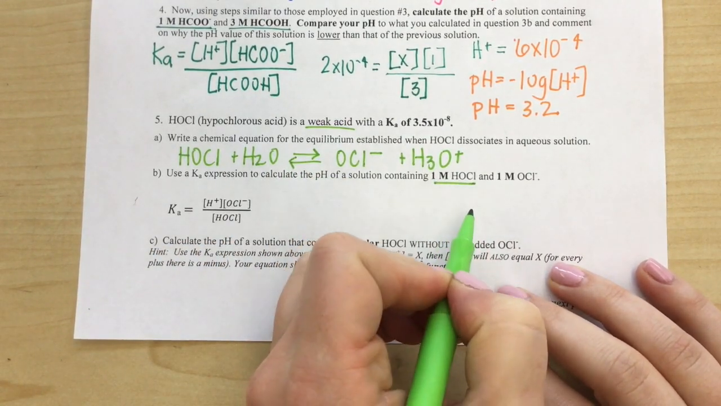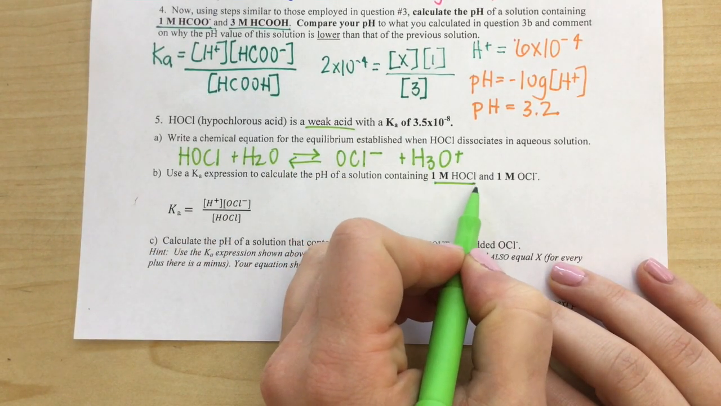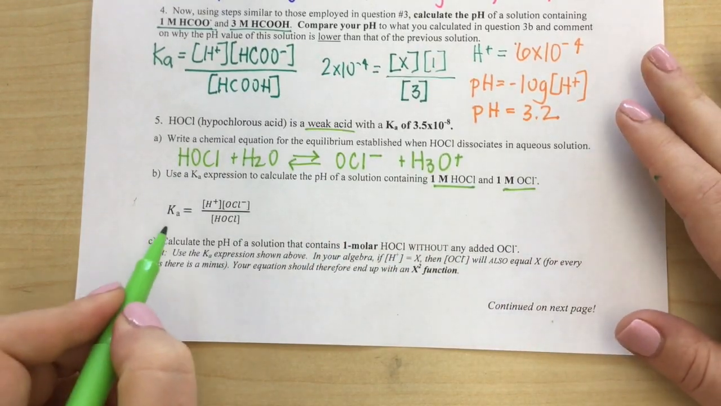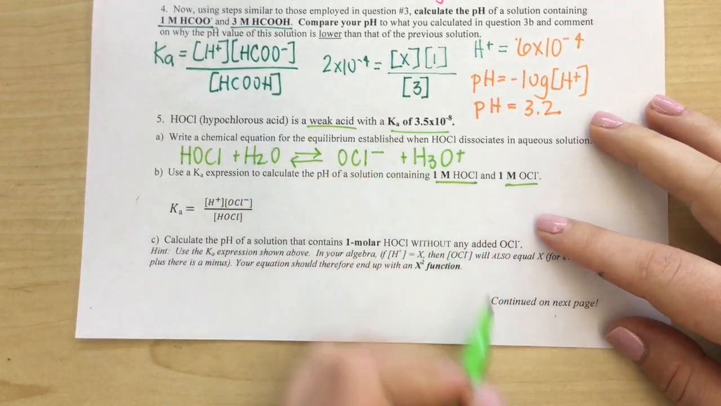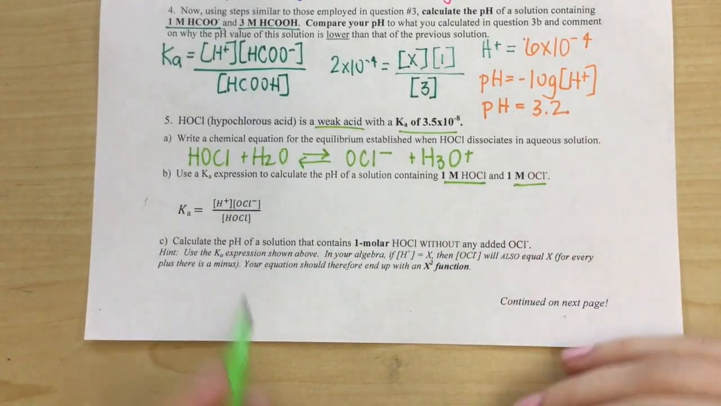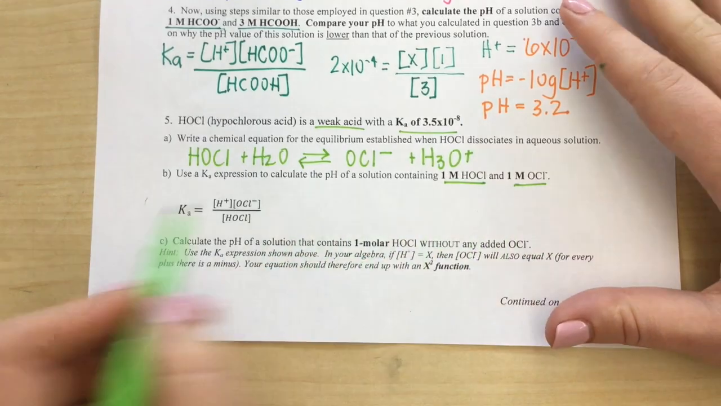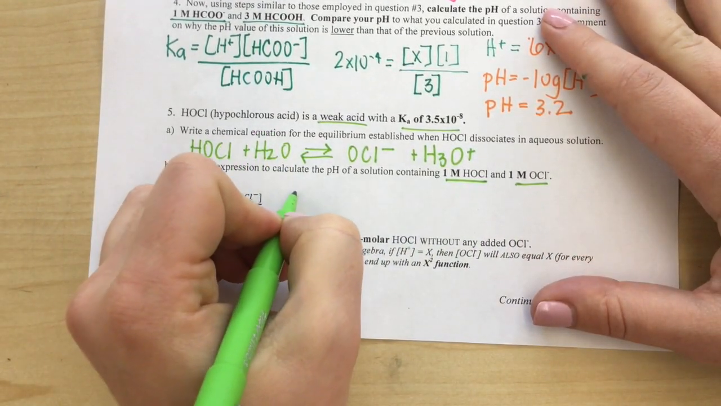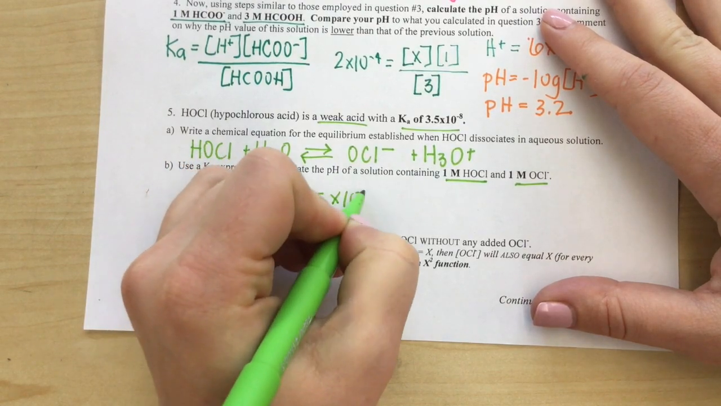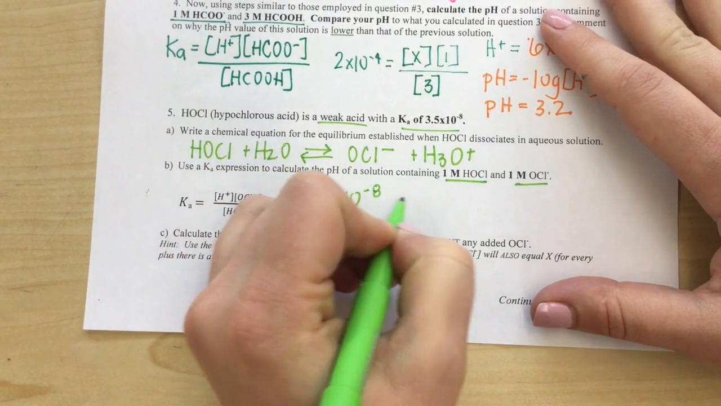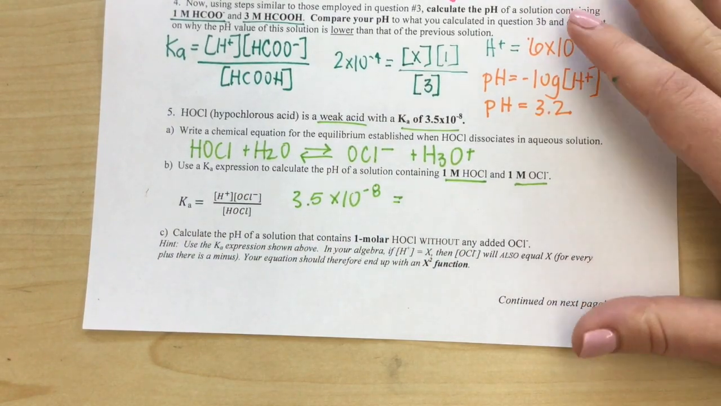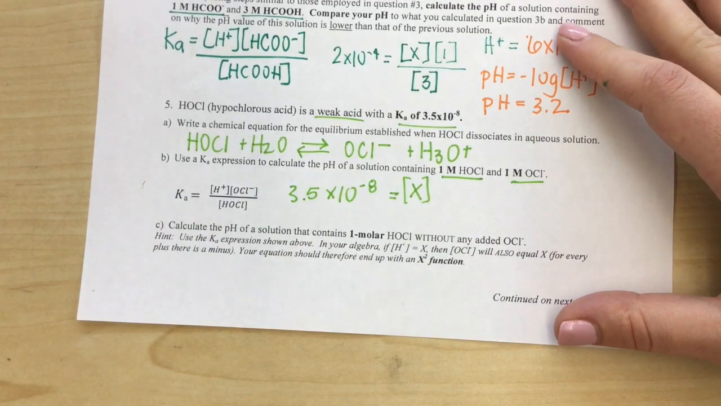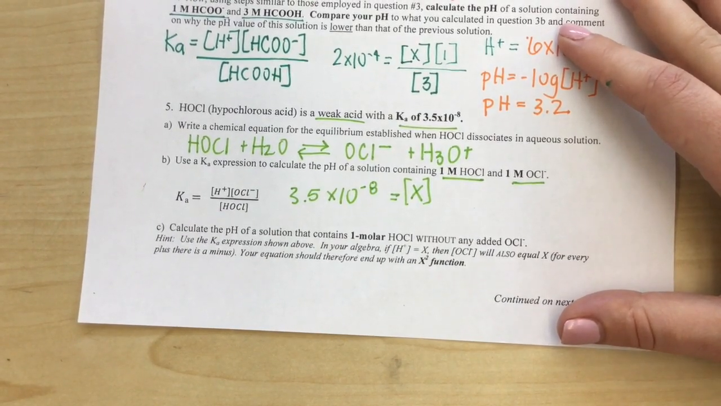So the next part of the question is saying, calculate the pH of a solution that contains 1 molar HOCl and 1 molar OCl minus. We can use Ka again, and we have Ka up here, to put in our proper ratio of our acid and conjugate base. So we've got 3.5 times 10 to the minus 8 equals X. That's our concentration of H plus that we are looking for.